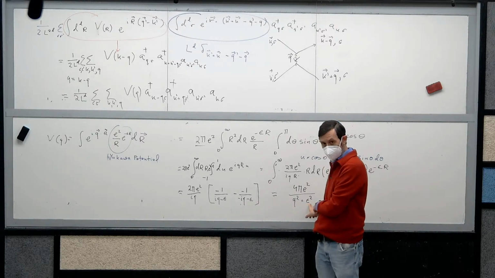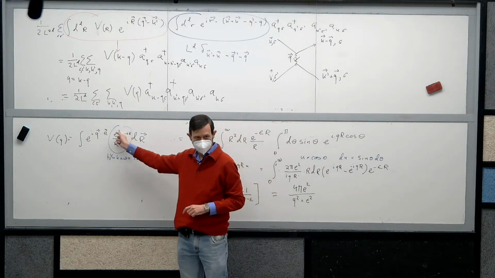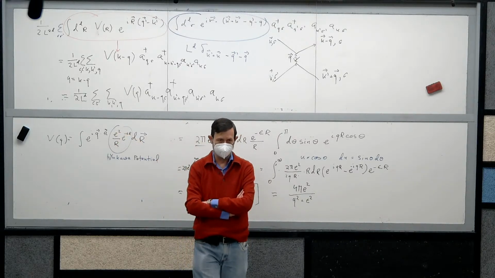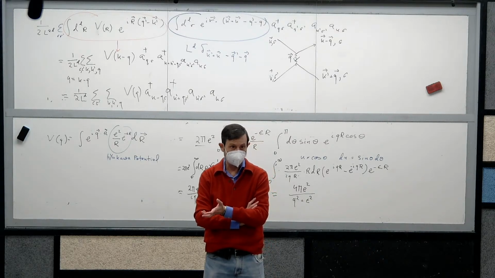If epsilon is equal to 0, as it should be, because we just stuck it in by hand, right? And q goes to 0, we have a divergence here.